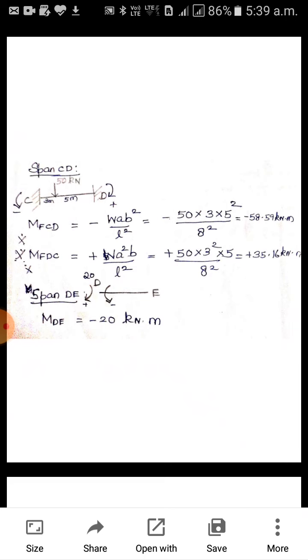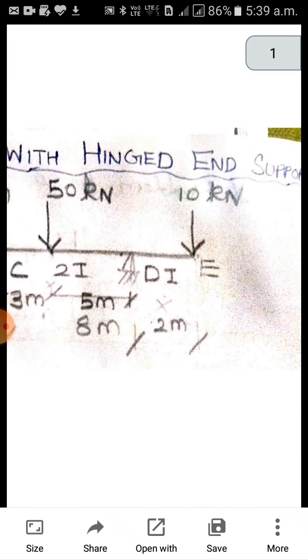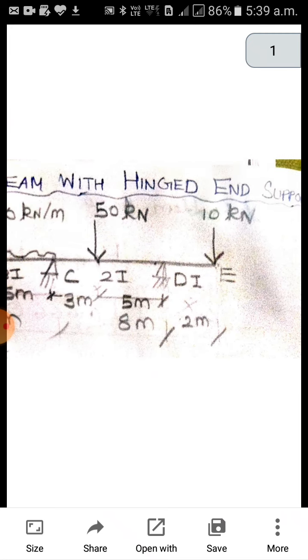Coming to the main thing, span DE, the overhang portion. You have to convert it into moment. The load was 10 kilonewton, the distance was 2 meters. So what is the moment? 10 into 2 is 20. So MDE will be minus 20 kilonewton meter and MDC will be plus 20 kilonewton meter. It is a beam, so you'll have only plus 20 and minus 20.